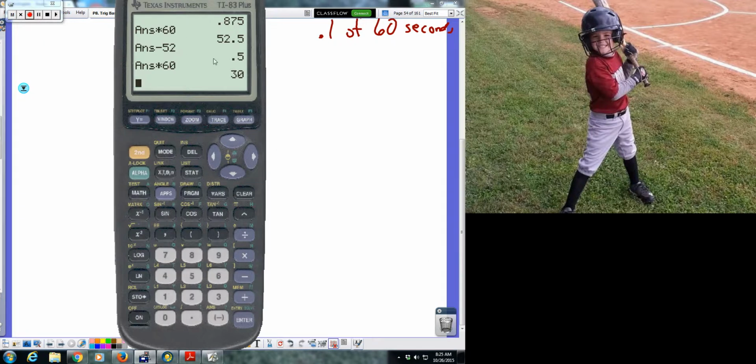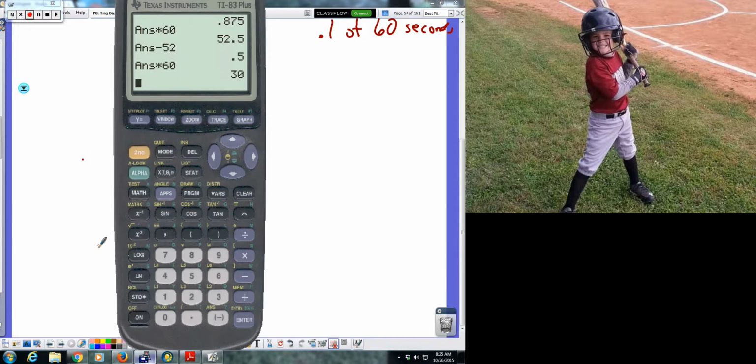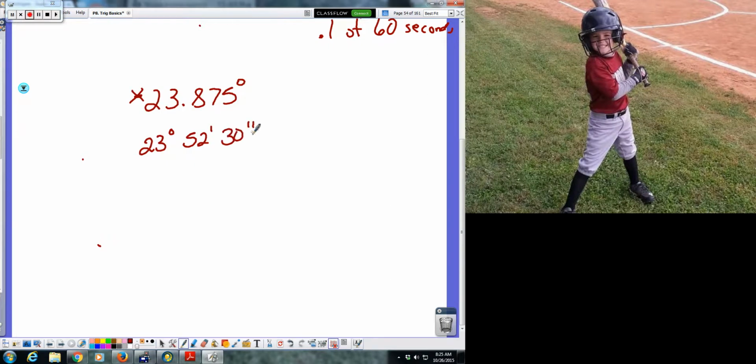So we had, what was it, 52 minutes. So this was 23 degrees, 52 minutes, and was it 30 seconds? And now go back and put the negative on. Negative 23 degrees, 52 minutes, and 30 seconds.